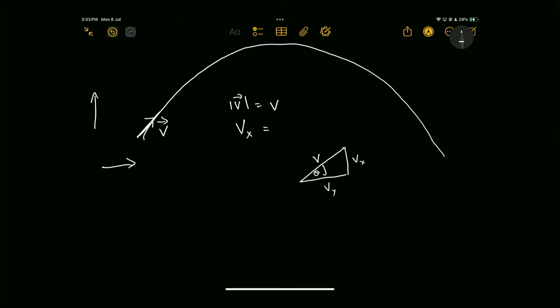Okay, no problem. Right. So how do we determine the x component of this velocity?